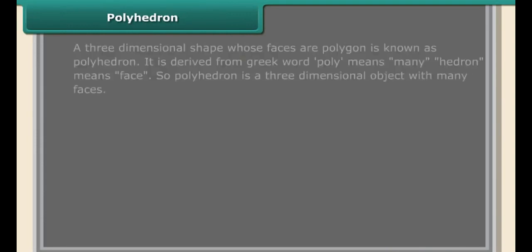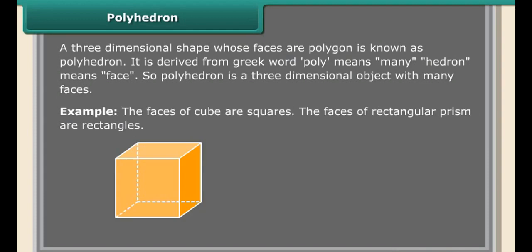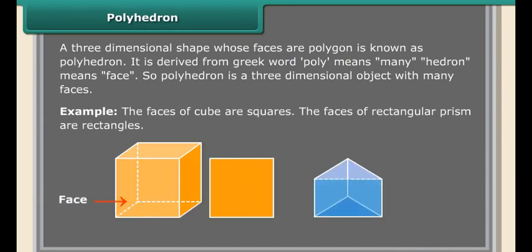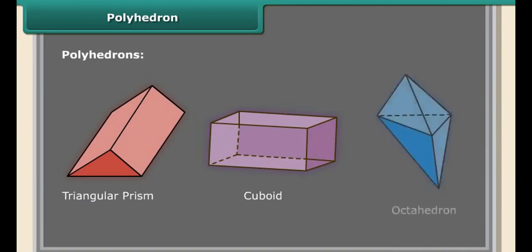Polyhedron. A three-dimensional shape whose faces are polygons is known as polyhedron. It is derived from the Greek word poly meaning many, hedron meaning face. So polyhedron is a three-dimensional object with many faces. Example: the faces of a cube are squares. The faces of a rectangular prism are rectangles. Polyhedrons: triangular prism, cuboid, octahedron.